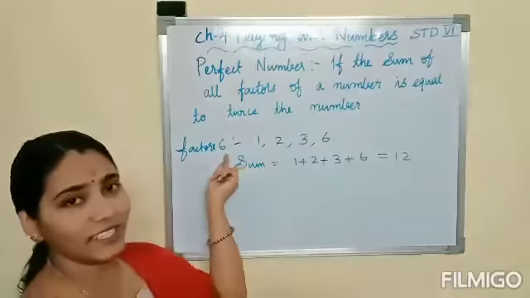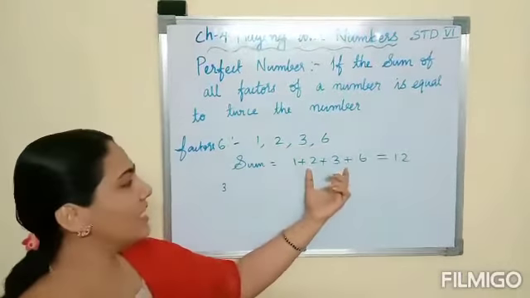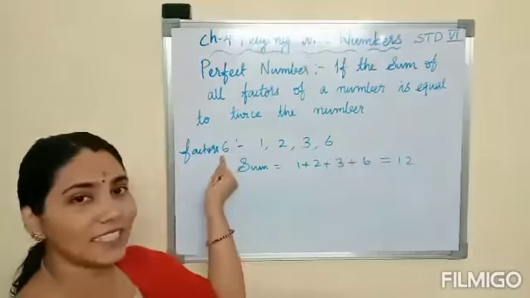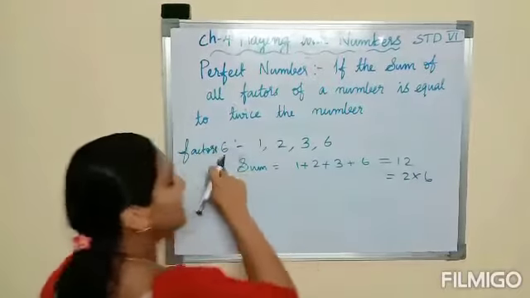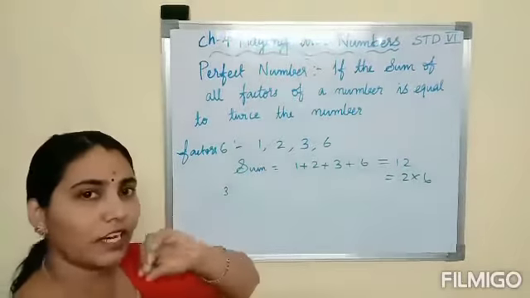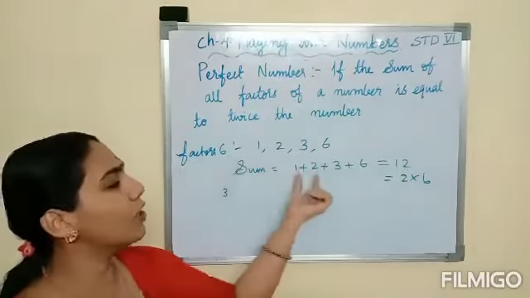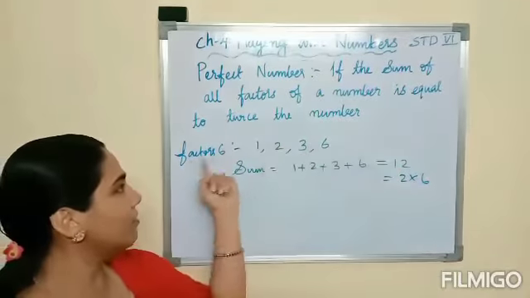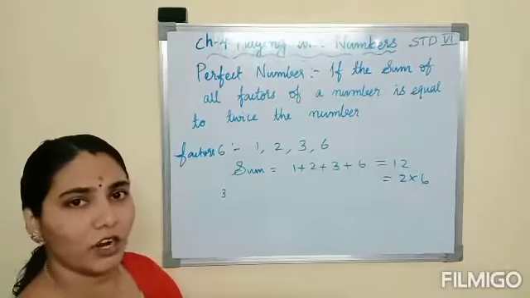So which number did we take? 6. We found all the factors and we added them. So what did we get? We got the sum as 12. That means twice this number. We got this as 2 into 6. So 6 is a perfect number there. Okay, you understood? What you want to do is find the factors of that number and find the sum. If the sum is twice the given number, that kind of number you can call a perfect number.